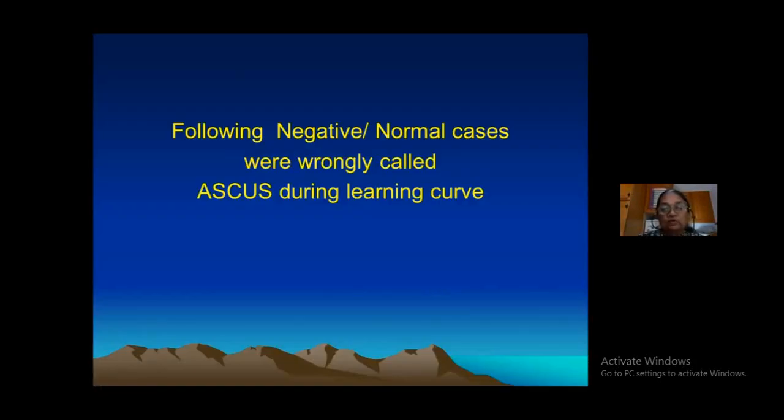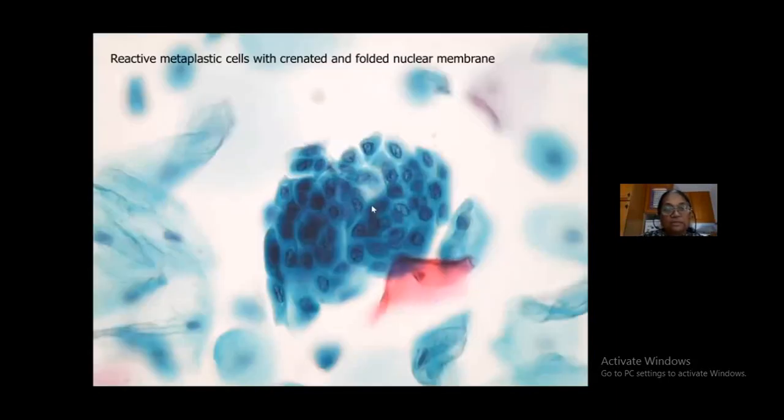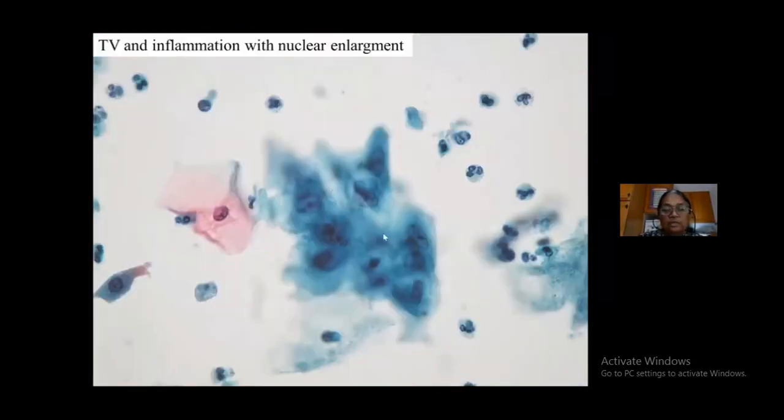So following negative or normal cases were wrongly called ASCUS during learning curve. Reactive metaplastic cells. Reactive metaplastic cells with crenated and folded nuclear membrane. Squamous pearls with slight nuclear enlargement. Dyskeratosis without nuclear abnormality. Trichomonas infection or other infection with inflammation with nuclear enlargement were wrongly called ASCUS or SIL.